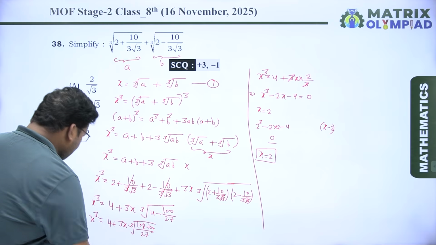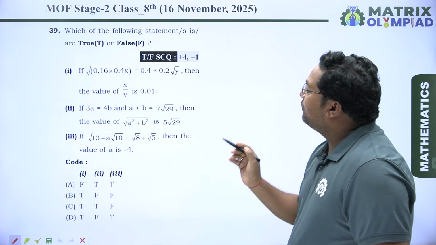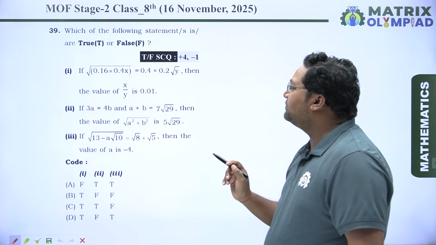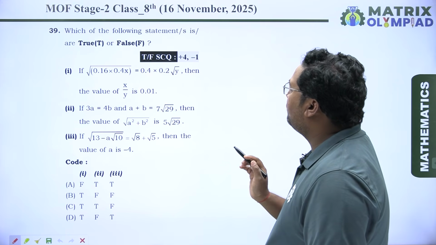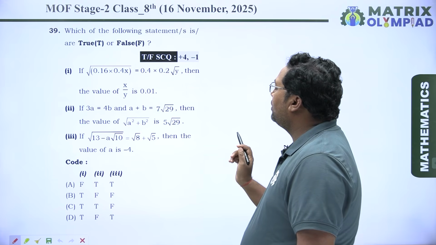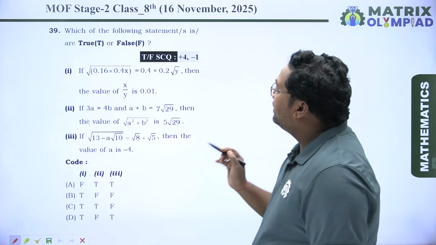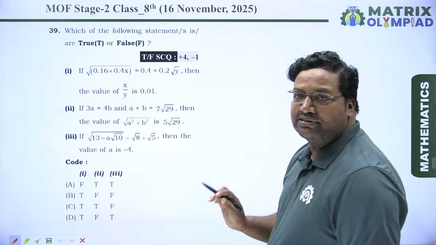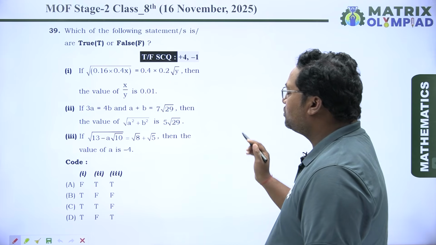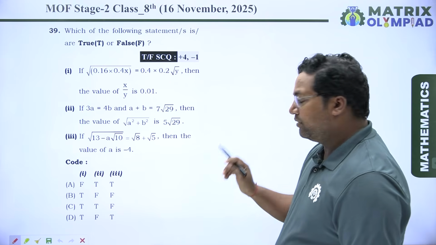Now coming to the next question, a true false question. First statement is, if under root of 0.16 into 0.4x equal to 0.4 into 0.2 under root y, then the value of x upon y is equal to 0.01. So let's check, is it correct or not.